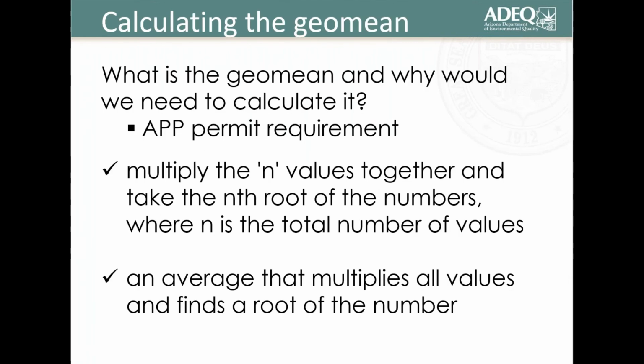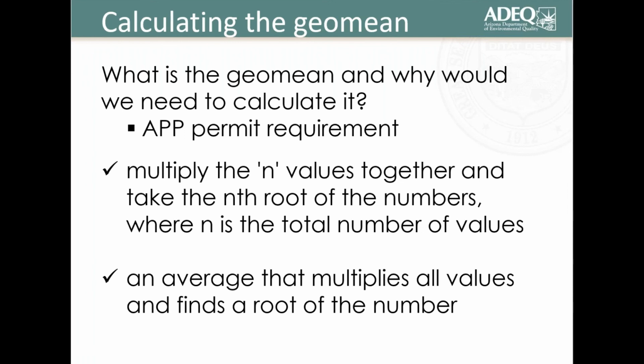Now we'll move on to calculating the geomean. This is, I believe, but I could be wrong, specific to aquifer protection permits. And usually this will be a total nitrogen calculation, and I'll show you the permit language. So what is the geomean? Why would we calculate the geomean? And again, it's an aquifer protection permit requirement. Not all permits require it, but some do.